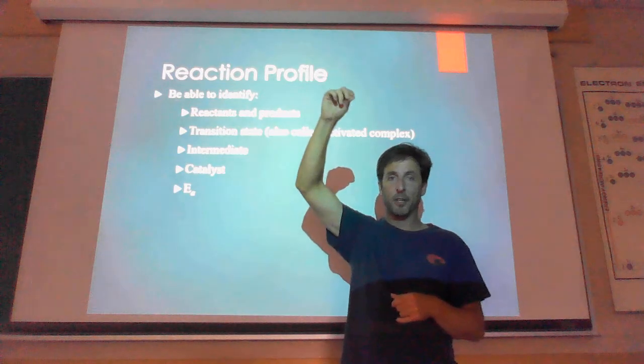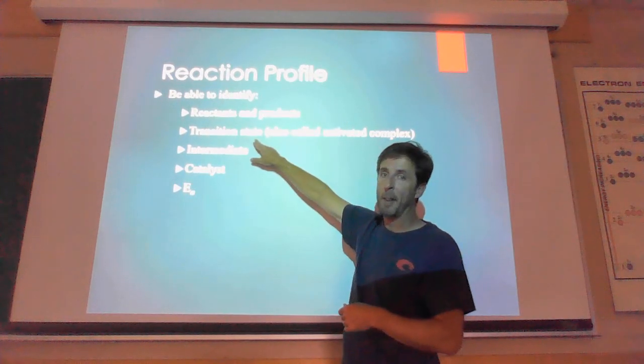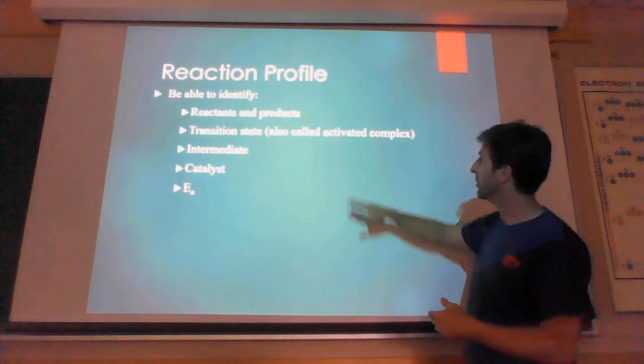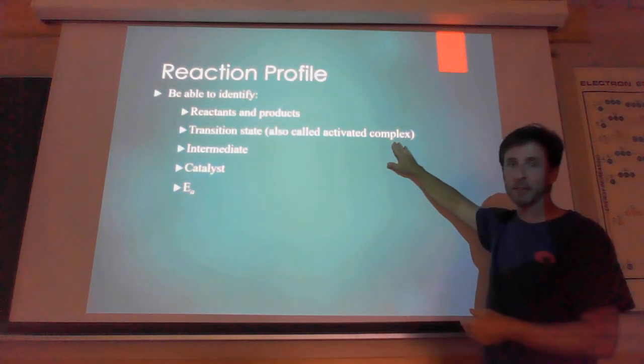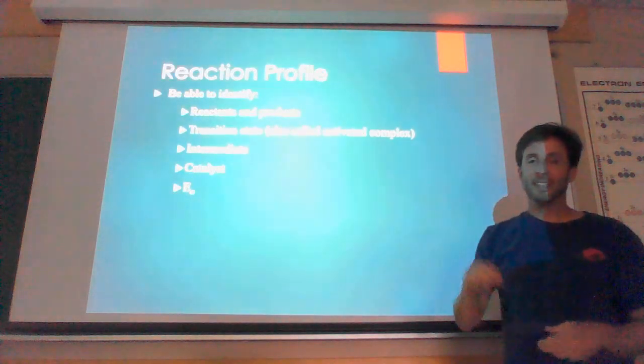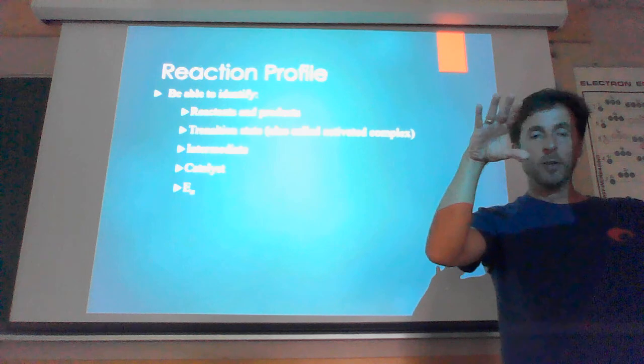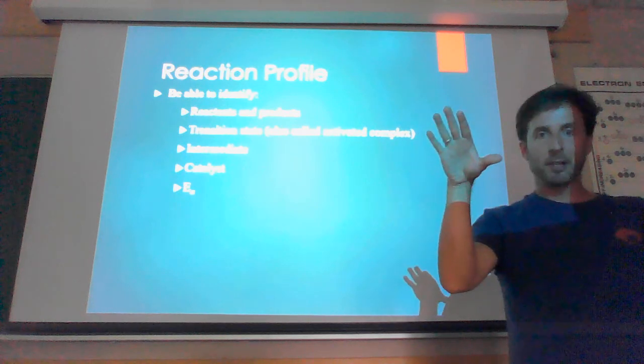So at the top of the hill, at the top of the activation energy, we're going to have the transition state, which some books are going to refer to as the activated complex. The transition state or the activated complex is an extremely unstable species that exists at the top of a hill between the reactant side and the product side.